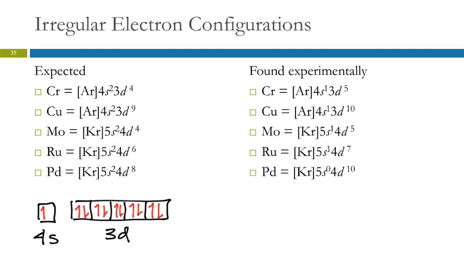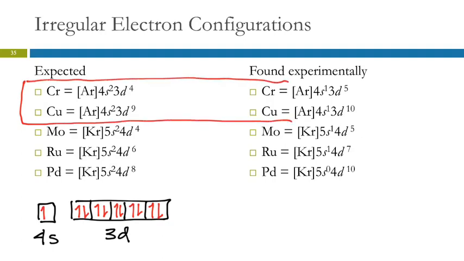Okay, so you need to remember just these first two. So if I ask you to write an electron configuration for chromium or for copper, you need to remember that it's a little bit irregular. Okay? I won't ask you about any of the other irregular ones, just these first two. Okay?